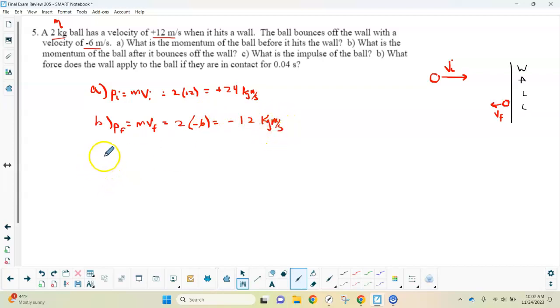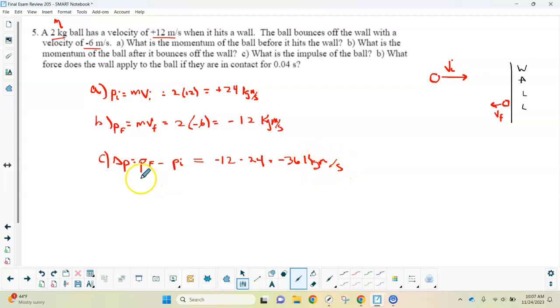Part C, we want to know the impulse. So impulse is the change in momentum. So we're just going to subtract final minus initial. So PF minus PI. So when you do that, it'd be -12 minus 24. So that's going to be a -36 kilograms meters per second.